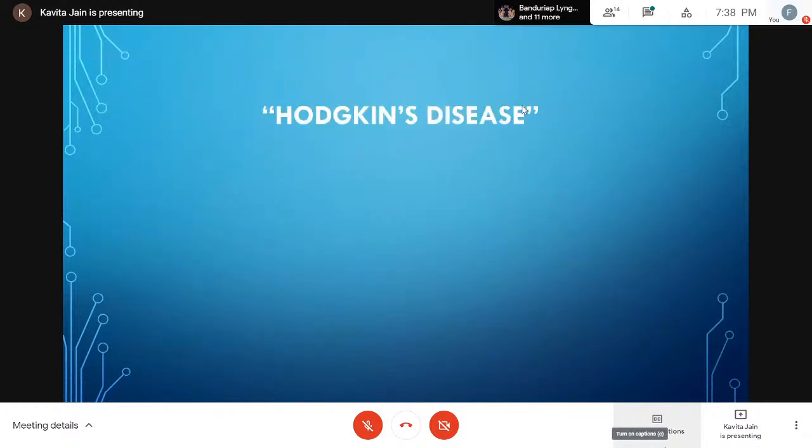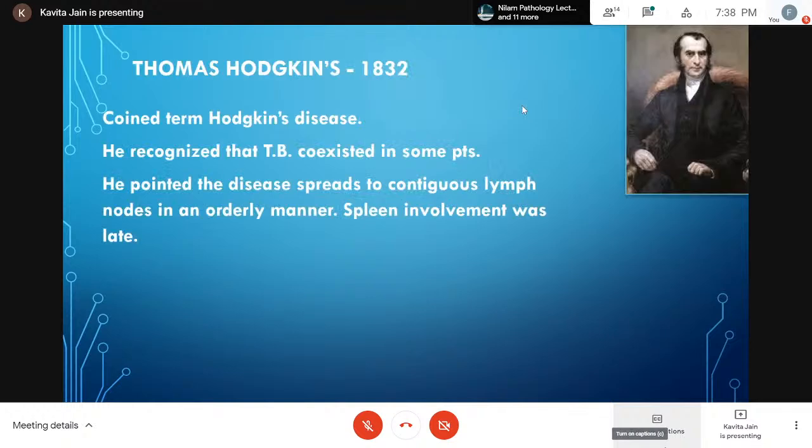Now, before we proceed to the morphology and other details, we should know from where this word Hodgkin's arose from, and earlier it used to be called Hodgkin disease. Why? And how did we get the name RS cells or the Reed-Sternberg cells? So Thomas Hodgkin, a British physician whose name echoes in the world of medical schools almost every day, coined the term Hodgkin's disease in 1832, and he recognized that tuberculosis coexisted in some patients.